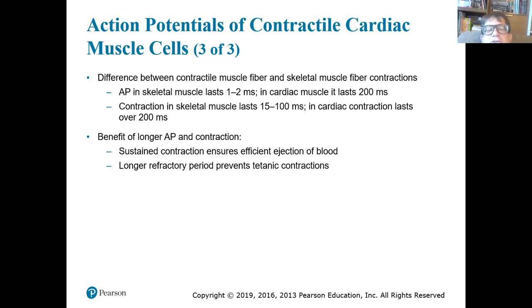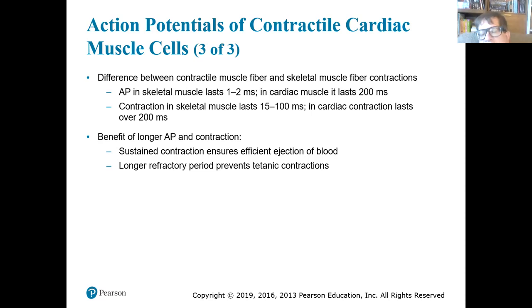The longer contraction gives you more efficient ejection of blood. Sorry about that. It's still emission, it's still giving off, but that was totally the wrong thing to say. Anyway, longer contraction gives you a longer way of ejecting blood from the heart, moving it.